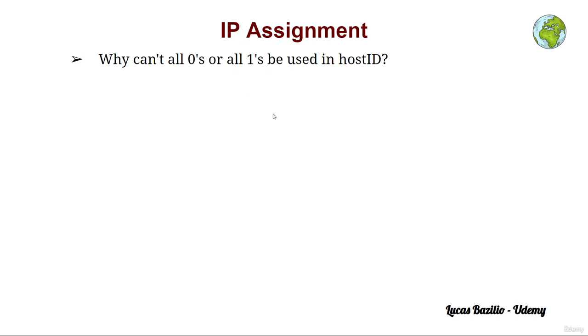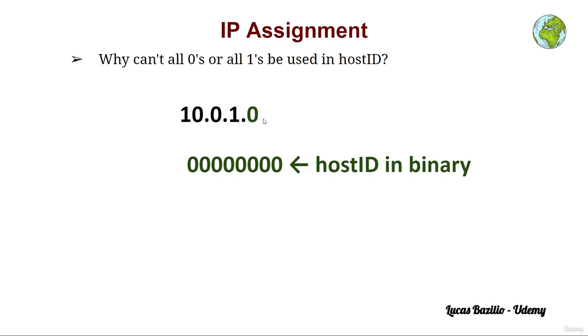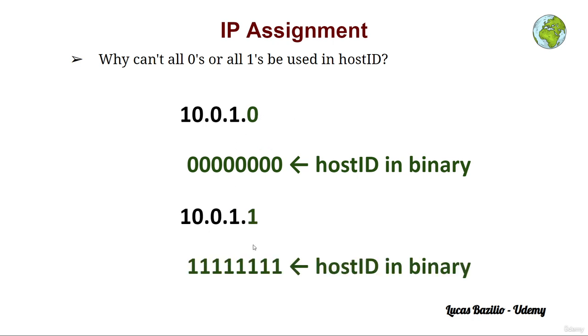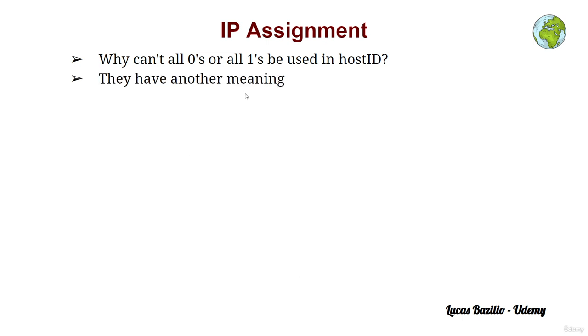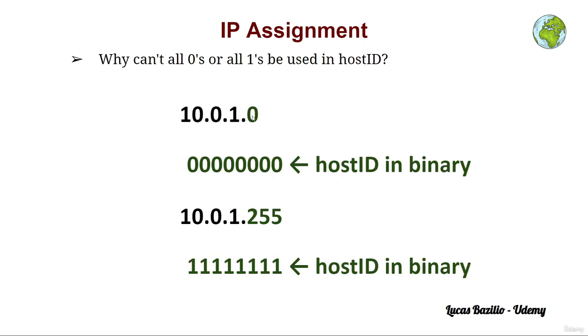Essentially, why can't we have something like this, where the host ID is 0, so we have all zeros in the host ID, and also something like this, where we select all ones in binary to represent this number. Keep in mind, if you write 8 ones in binary, this is the number 255 in decimal. Well, there's a reason for this. The reason is that they have another meaning. If we use this host ID to be all zeros and this host ID to be all ones, this means that they have another meaning.